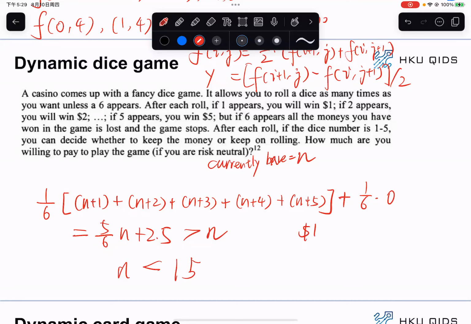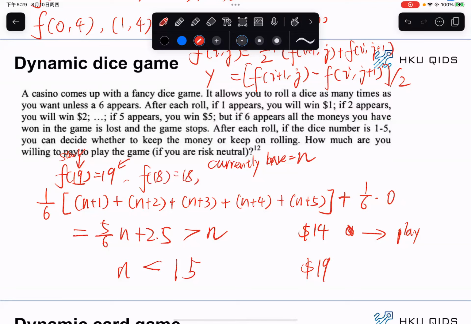Because if we currently have $14, then we are going to play, right? So at that time, if we got a 6, of course we lose everything. But if we got a 5, then our final result is actually $19. So keep notice of that. And we already know that F19 is going to be 19. This means if we start with 19, our return is basically 19, okay? And F18 is going to be 18, all the way back to F50 is going to be 50.